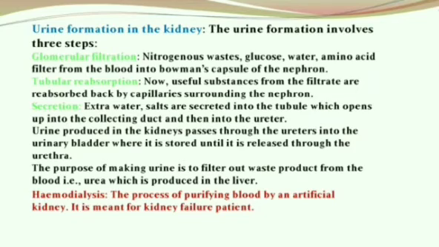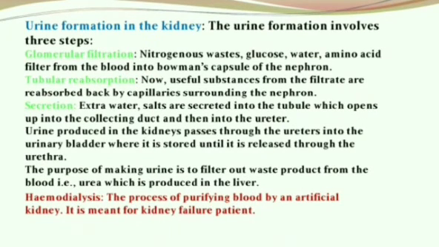Urine formation in kidney involves 3 steps: glomerular filtration, tubular reabsorption, and secretion. Glomerular filtration: nitrogenous waste, glucose, water, amino acids filter from the blood into the Bowman's capsule of the nephron. Tubular reabsorption: now useful substances from the filtrate are reabsorbed back by the capillaries surrounding the nephron. Secretion: extra water, salts are secreted into the tubule which opens up into the collecting duct and then into the ureter.